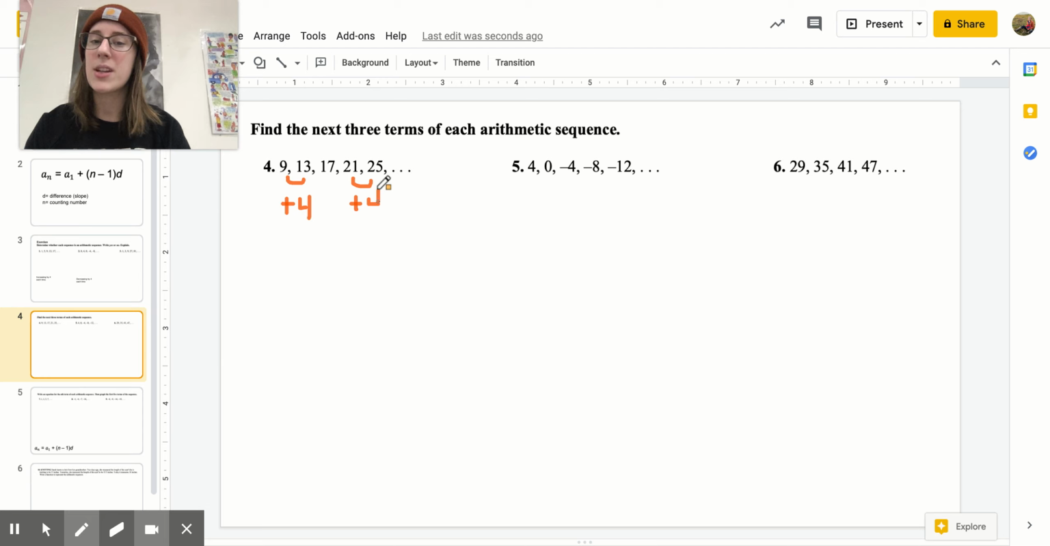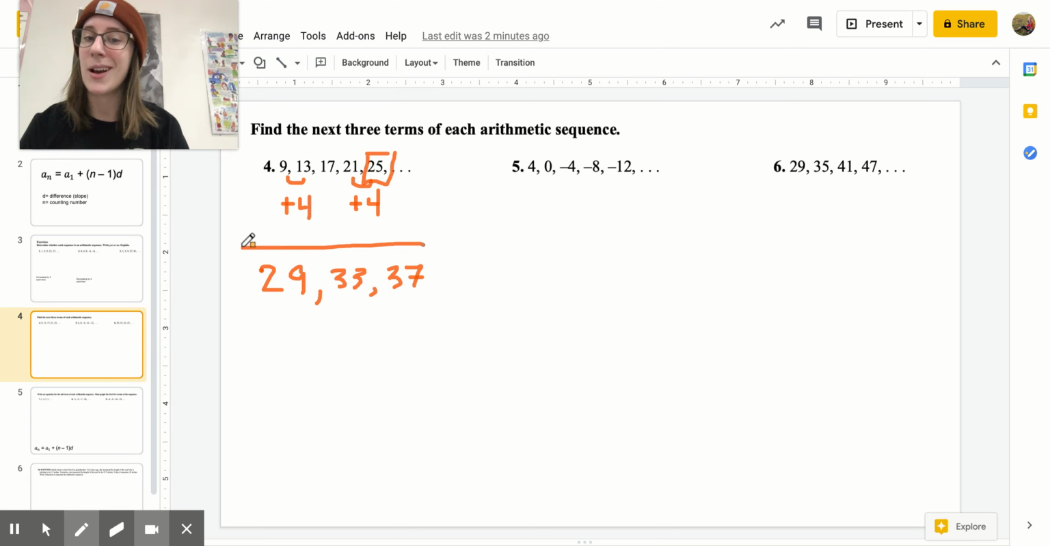So if we want to do the next three terms, we leave off at 25. I know my slope is 4, so the next one would be 25 plus 4, which is 29. Then 29 plus 4, which is 33. And then 33 plus 4, which is 37. And that's all you have to do. You just have to figure out what the pattern is and then keep following it.